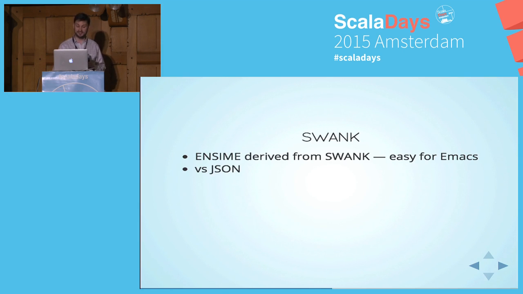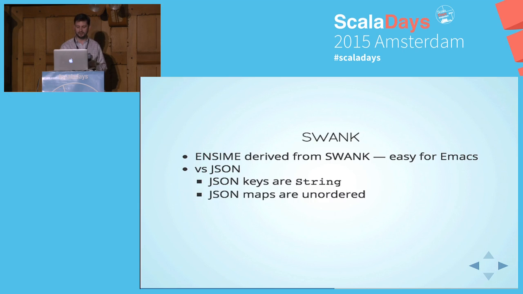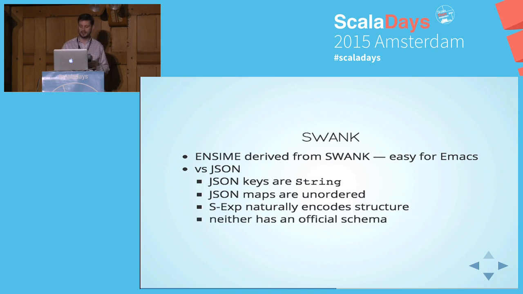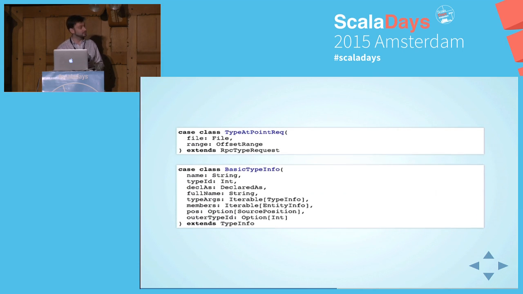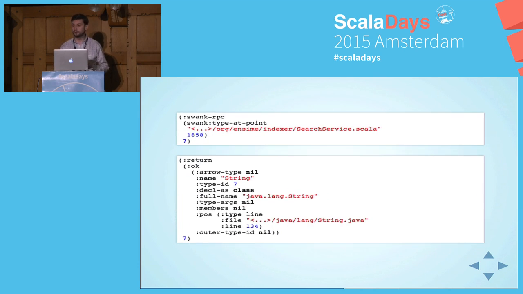There's actually a bunch of really interesting benefits of using S-expressions instead of JSON. You don't have to have keys that are strings. Your maps can actually have some ordering in them. JSON doesn't have that. And you can encode some structure where JSON maybe couldn't. So although there's no official schema for either of them, it's actually probably superior to JSON technically. And just as an example, here's some domain objects. This is what the wire protocol looks like. So you can actually look at it and intuitively understand what's going on.